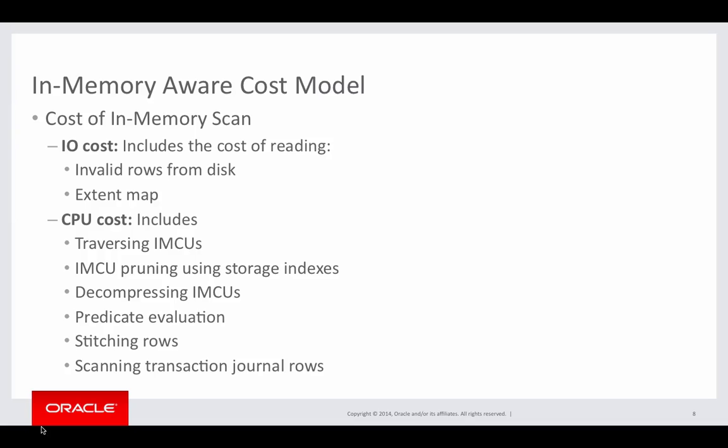We also read the extent map to get a full understanding of the objects that are being accessed within the column store. But as you can imagine, the majority of the changes have come to the CPU costing, where we're going to include the amount of CPU we believe it's going to take to traverse through all of the IMCUs for this object. We also want to get information on how many of the IMCUs can be pruned out due to the storage indexes. We also need to account for some CPU to decompress the entries in the IMCUs that we do scan that need to be returned to the end user.